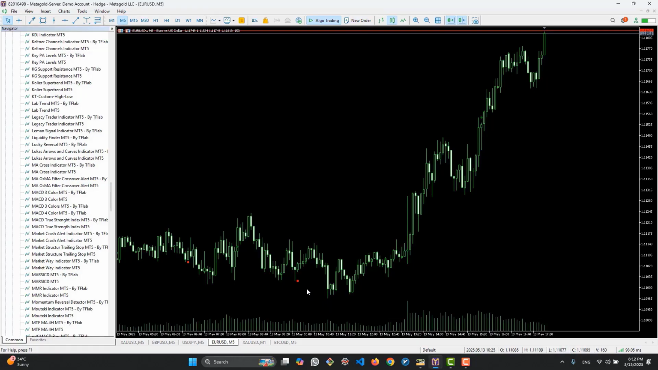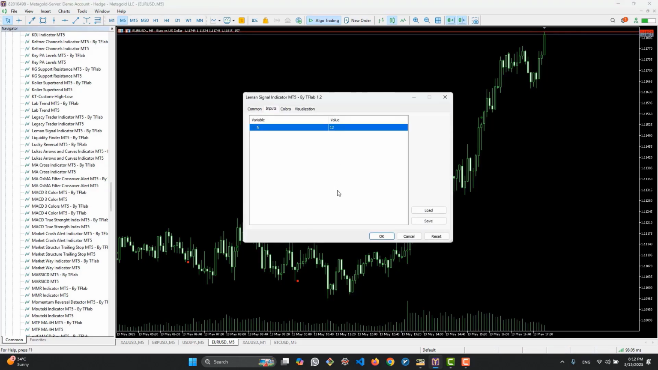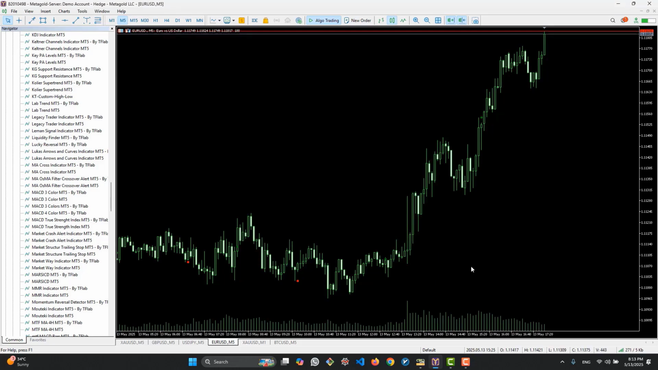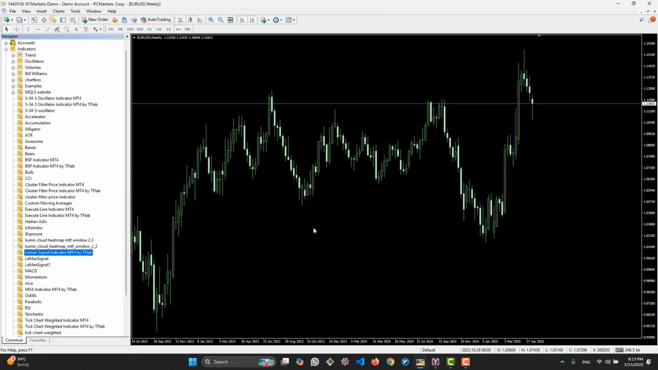Let's go through the settings of this indicator together. The only option available when adding this indicator is the N parameter, which determines the calculation period of the indicator. The higher we set this period, the fewer signals we will get, and the signals generated will be based on longer trends. You can also use the MT4 version of this indicator on the MetaTrader 4 platform.